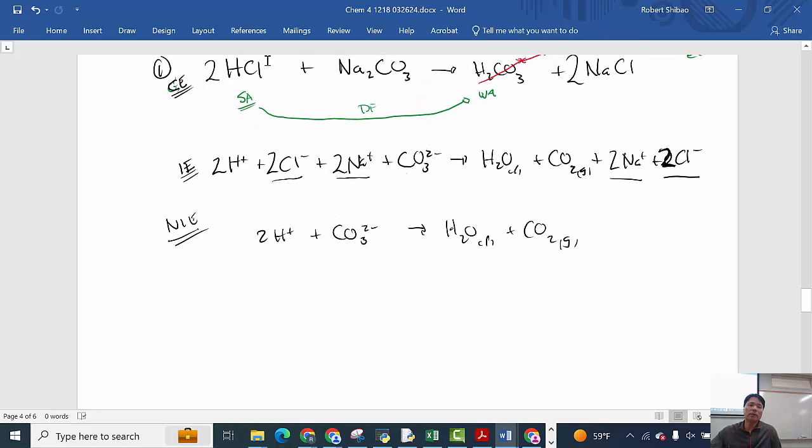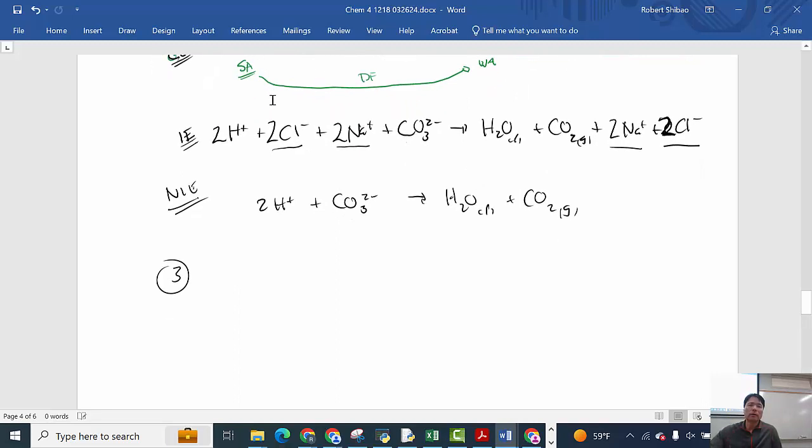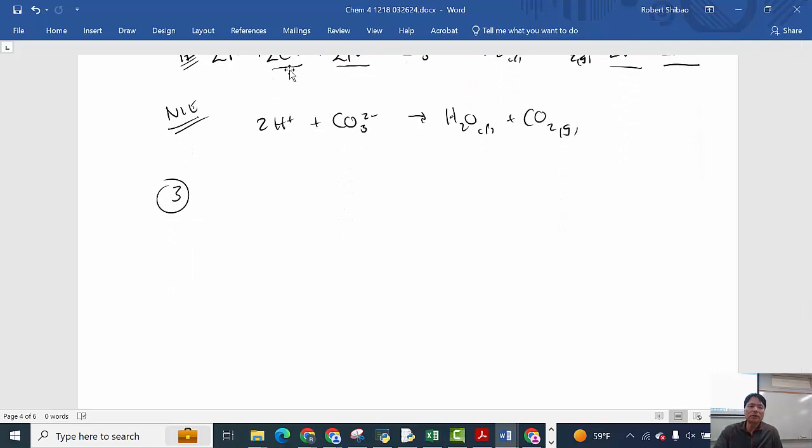So in number 3, we're going to look at a different acid. We're going to look at sulfuric acid. What's the formula for sulfuric acid? H2SO4. And sodium carbonate. Sodium carbonate we already have.